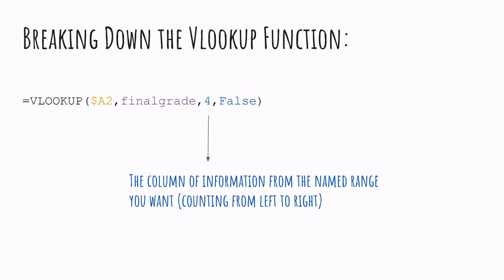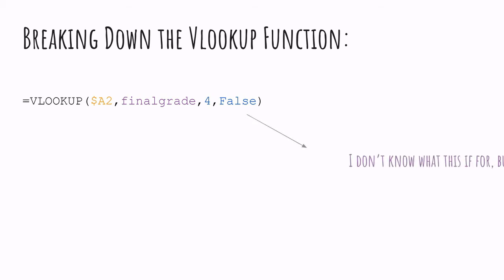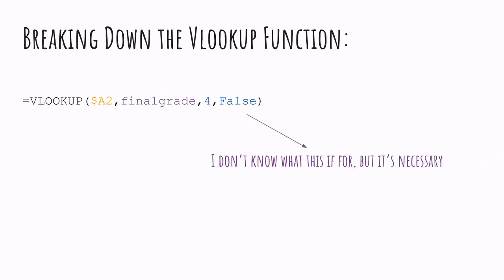After the comma, the next part is which column from the name range do you want to bring over? Which information are you looking for? In this case, it'll be the fourth column from the left. In the name range, I have email, then first name, then last name, and the fourth column is the grade, ES or N. That's the piece I want to transfer. The last one, I don't even know what this is, but it's necessary, so make sure you put it in. Then you have a closing parenthesis.